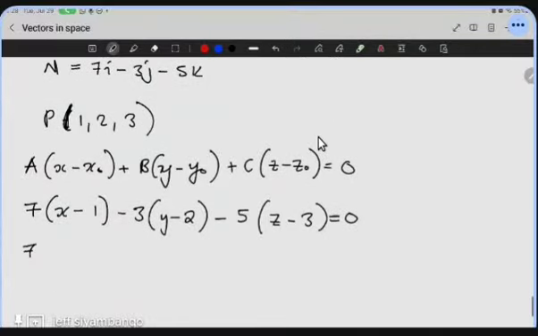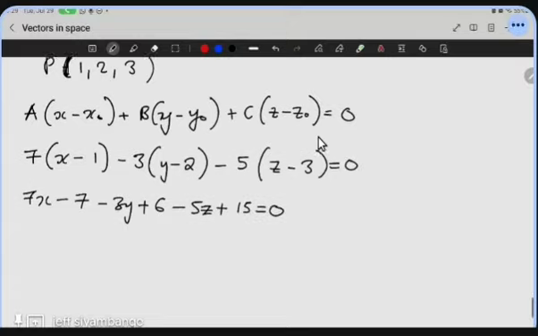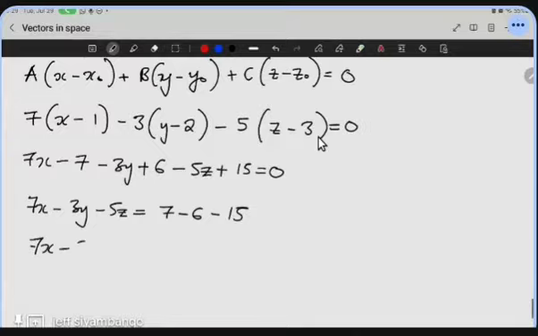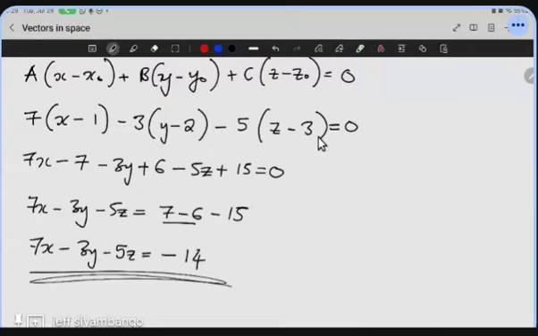Then we simplify. 7x minus 7 minus 3y plus 6 minus 5z plus 15 is equals to 0. Now I have 7x minus 3y minus 5z will be equals to 7 minus 6 minus 15. And finally, our solution will be, this will be positive 1, then minus 14. Done. Is this what you got?